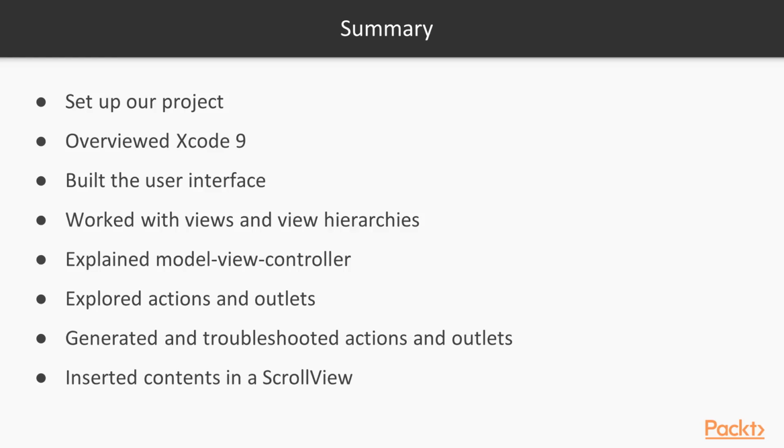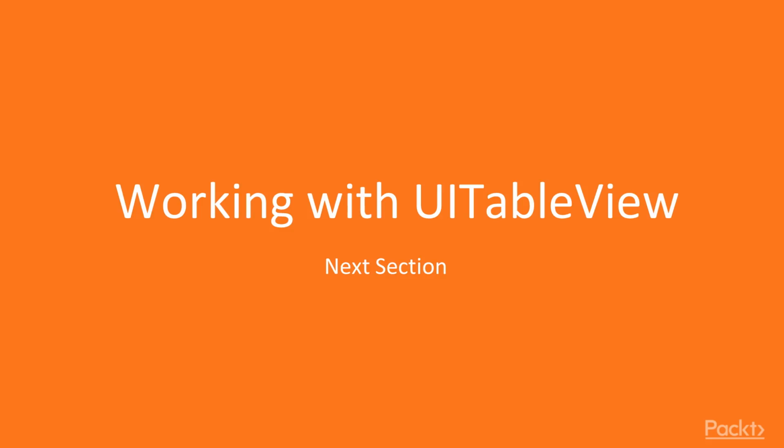In this section, we covered a lot of various topics. We set up our project for our application that we're building. We took a look at Xcode. We built a user interface, created a custom view, took a look at Model View Controller and created our model and controller for our entry. We explored actions and outlets. We saw how we could troubleshoot these actions and outlets and generate these actions and outlets. And we also inserted contents into a scroll view to be able to handle the keyboard when it's displayed on the screen. In the next section, we take a look at working with UITableView.